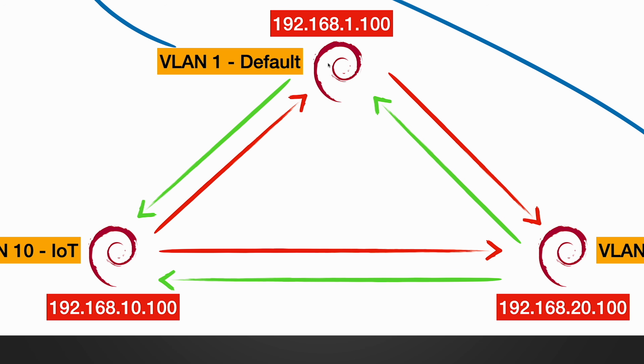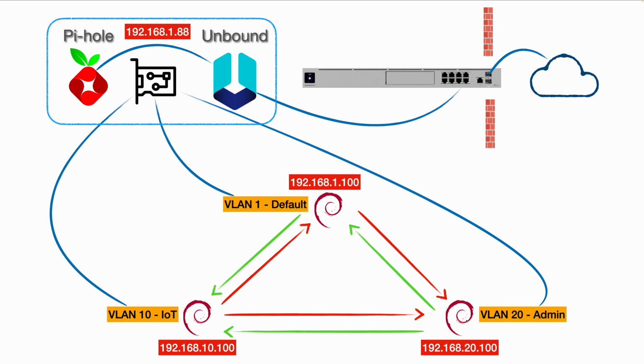For default VLAN, it can access IoT, but not admin VLAN. For admin VLAN, it can access both the other VLANs, but for IoT VLAN, it cannot access the default and admin VLANs. This type of requirements are typical within home network.